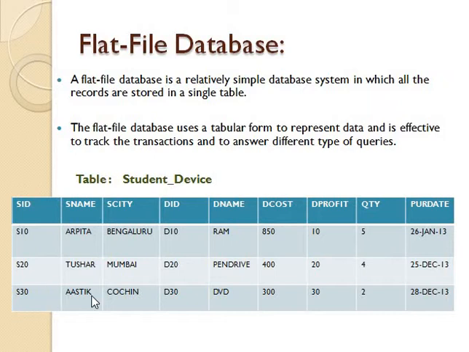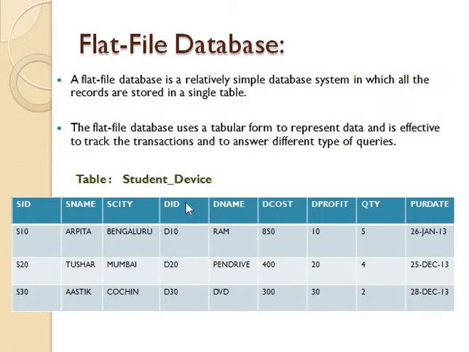The first piece of information is related to the students, which is represented by three different columns or fields: SID for the student ID, SName for the student name, and SCT for the city belonging to the student. Then the second piece of information consists of information pertaining to the device, which is being purchased by the student.